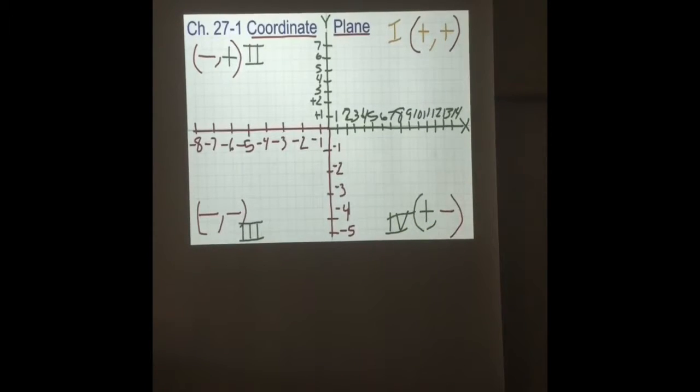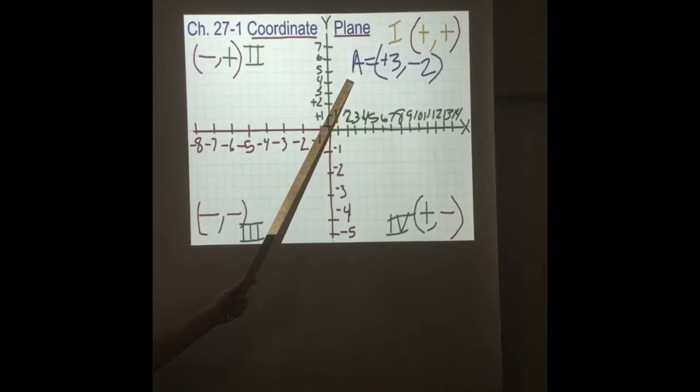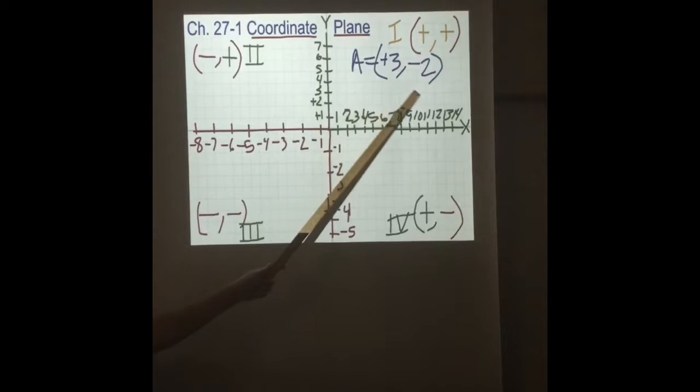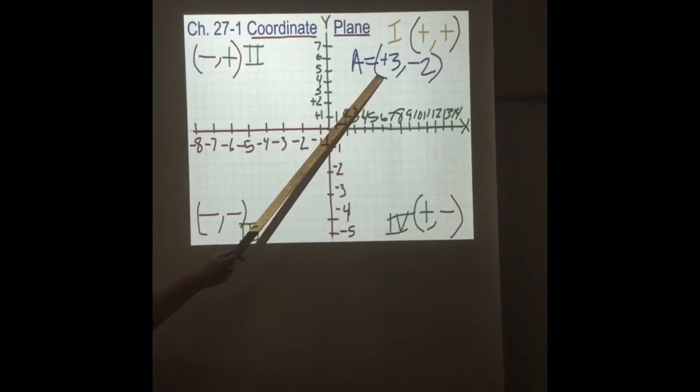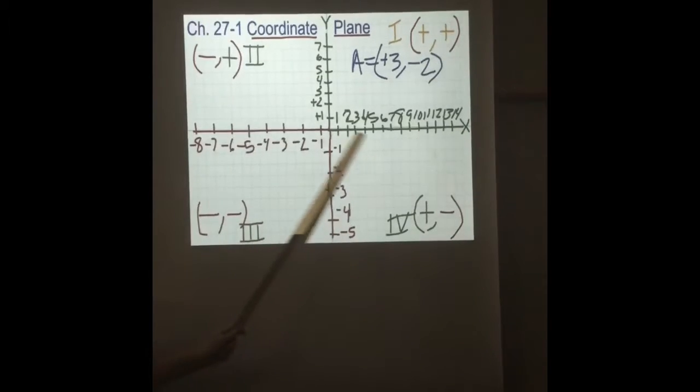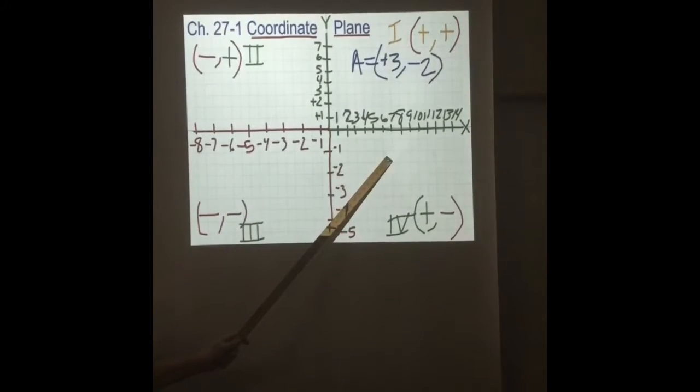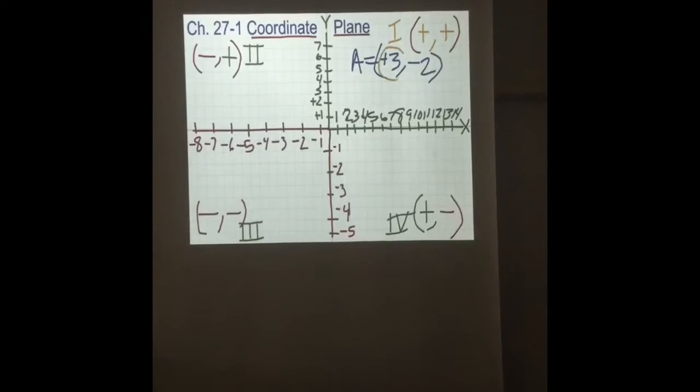So let's try a couple of numbers, shall we? Let's say A equals, your ordered pair is positive 3, negative 2. We are going to go which way? Okay, so we have our A equals positive 3, negative 2. So the first number is what number? Well, that's the X number, right?